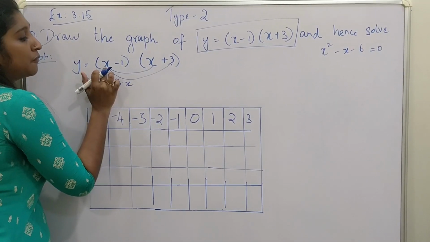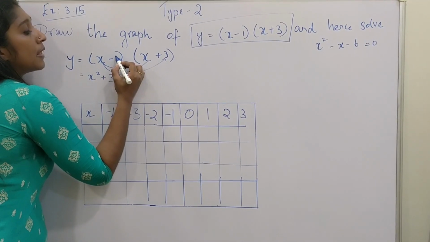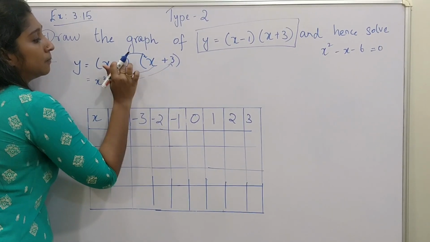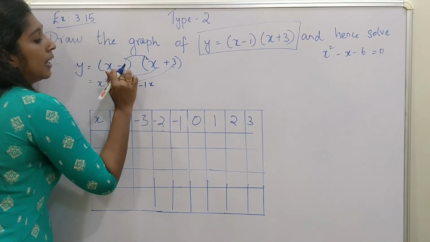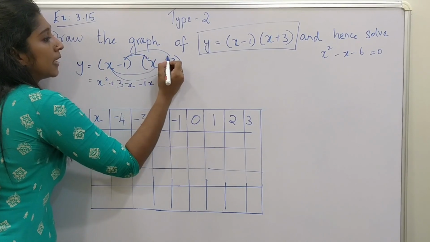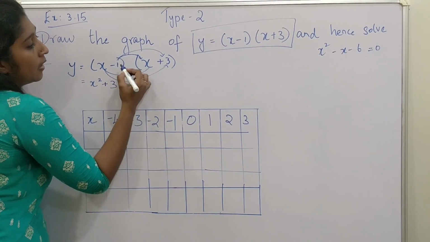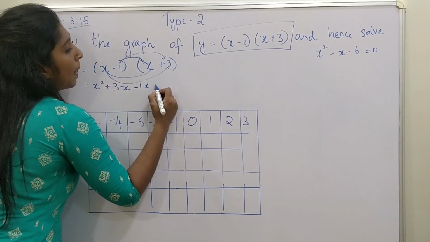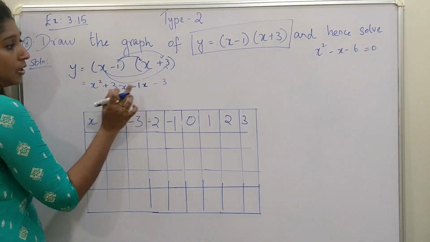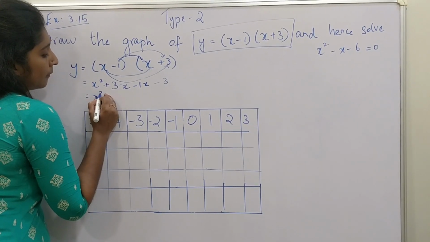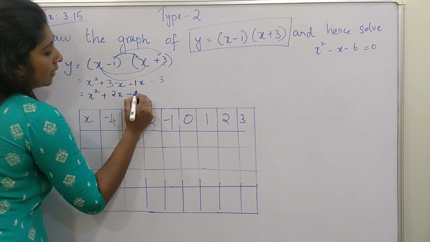So how did I get this? First term into the first term, again first term into the second term. Next we go on to the second term into the first term, so minus 1 into x will give us minus 1x. And next, the second term into the second term. So this is how you multiply, you factorize and you get the values. Minus 1 into plus 3 will give you minus 3. I have given multiplication, addition, subtraction of integers in my previous video, please follow that. Now x squared plus 3x minus 1x will give me x squared plus 2x minus 3.